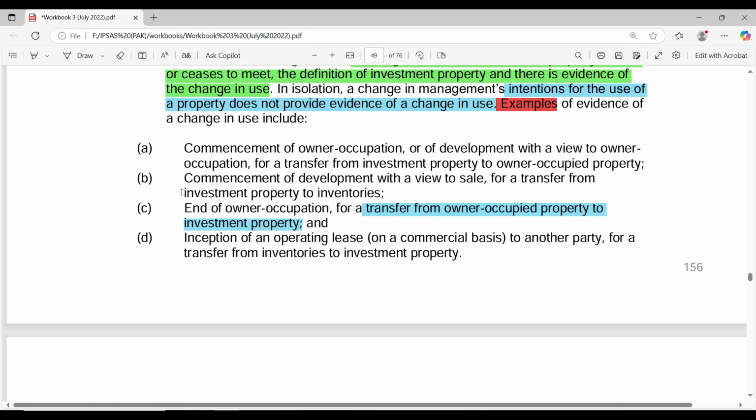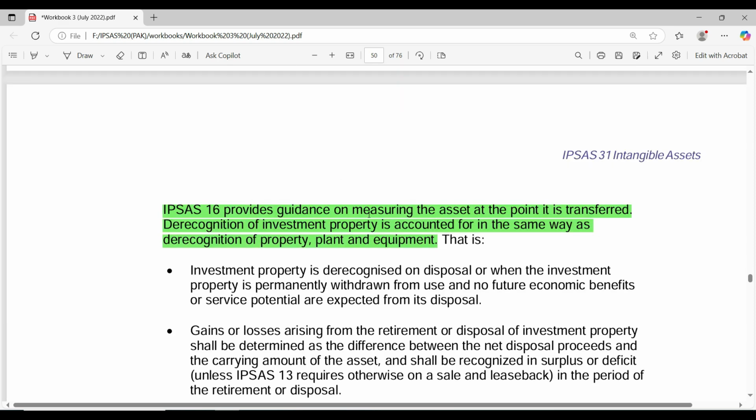Examples, see part B. Commencement of development with a view to sale is a transfer from investment properties to inventories. Management's decision to sell the property is also a transfer from investment properties to inventories. The property that is ready to sell shifts to inventories. IPSAS 16 provides guidance on measuring the asset at the point it is transferred.